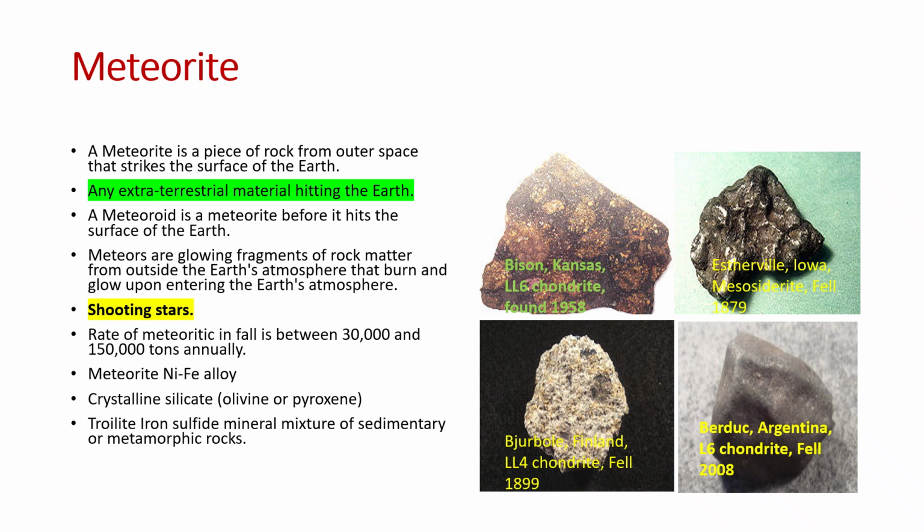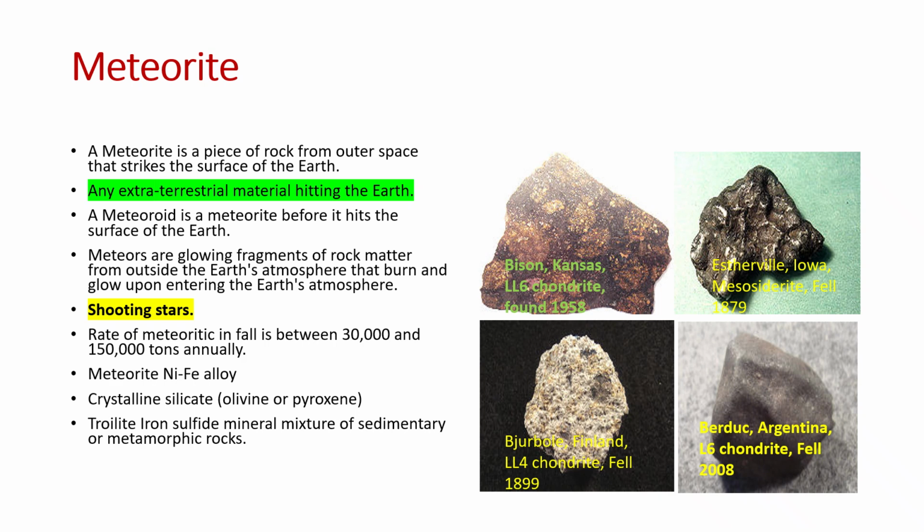They are broadly classified into main categories like stony meteorites, iron meteorites, and stony iron meteorites. Stony meteorites are primarily rocks with iron and nickel, often making a small portion. Iron meteorites are largely metallic, composed of iron and nickel with trace amounts of other elements. Stony iron meteorites are mixtures of both rock and metal with a variety of compositions. These are also known as shooting stars. And the rate of the meteoritic fall is between 30,000 and 1,50,000 tons annually.